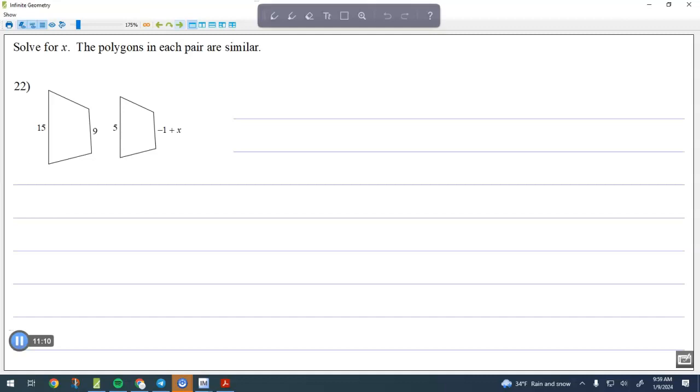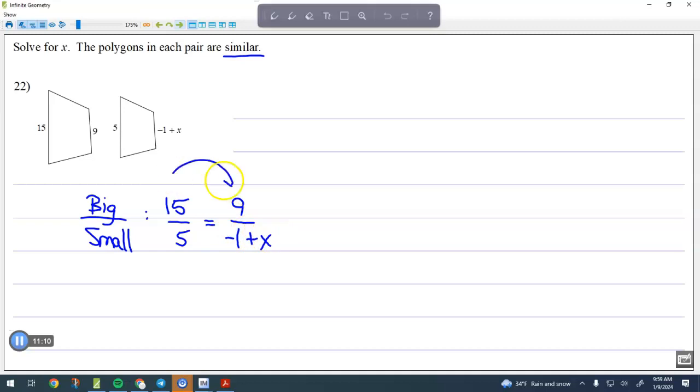Alright, so if I look at 22, they're asking me about similar. As soon as I see that, I'm gonna write down big over small and kind of go from there. So in the bigger shape, the left-hand side is 15. So what has to go below the 15? Be a 5, right? Because that's the same side, but in the smaller shape. Over here, the big right-hand side is 9. And the small right-hand side is negative 1 plus x. So that's how I would set it up.